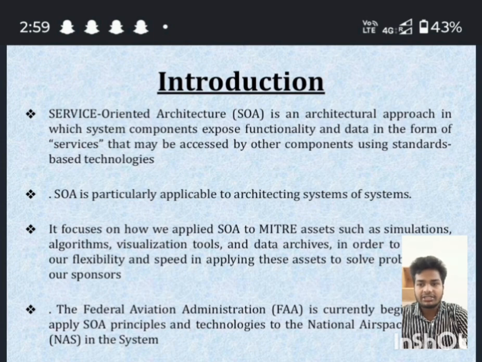The Federal Aviation Administration is currently beginning to apply SOA principles and technologies to the National Airspace System. NAS is the system. And literature survey.